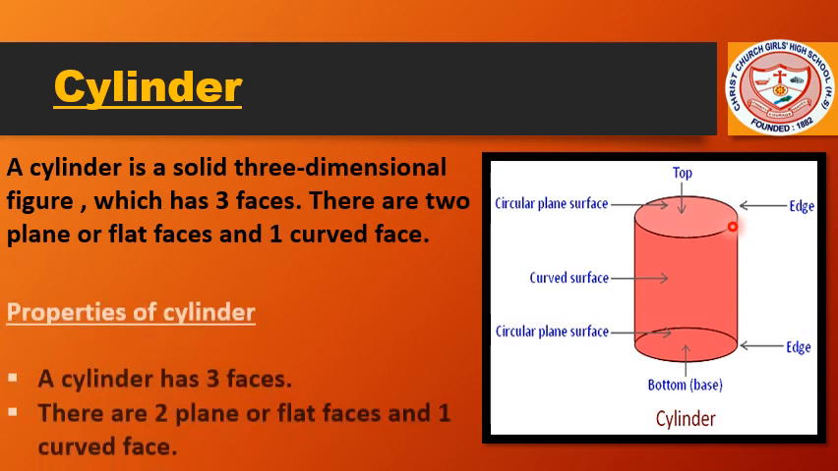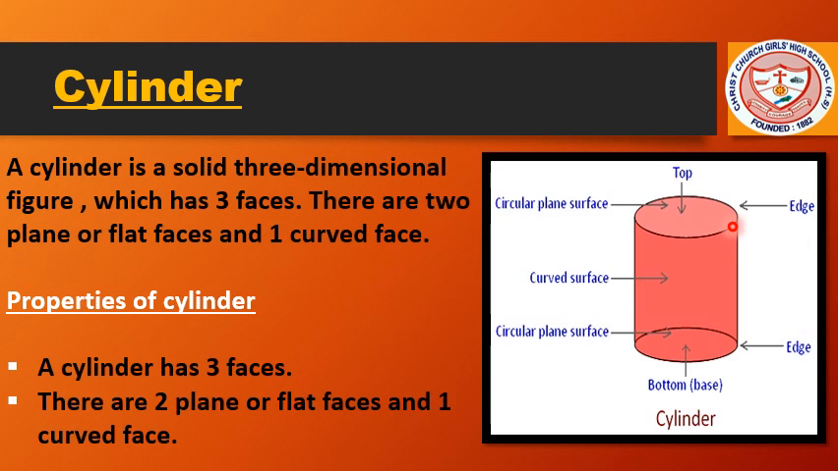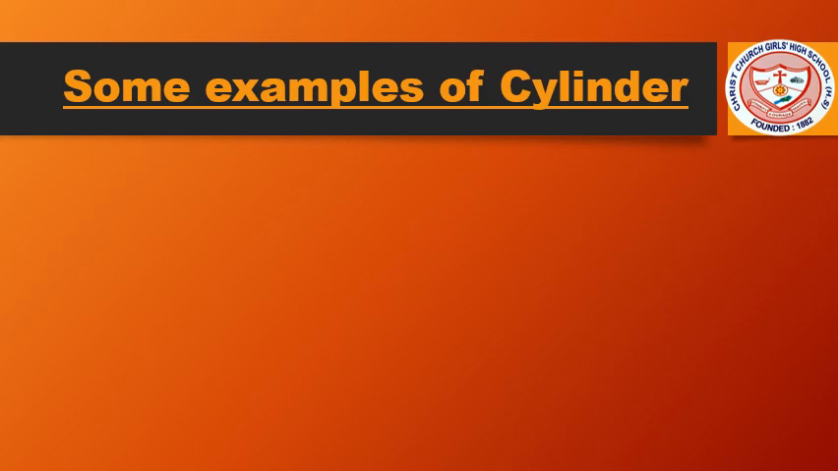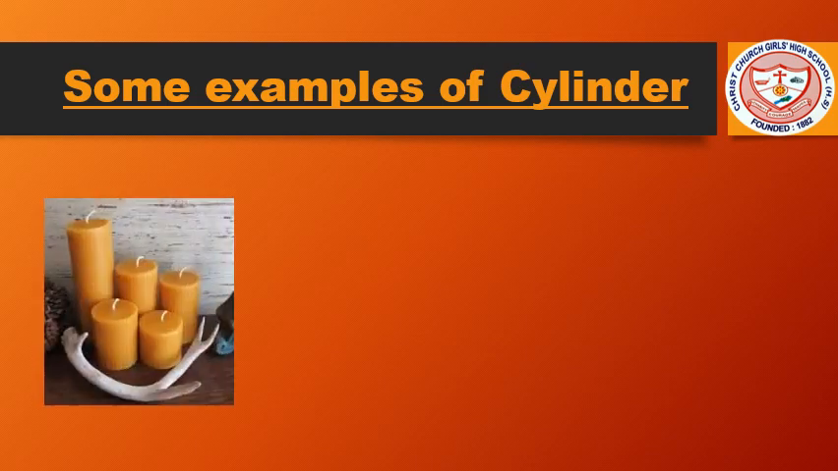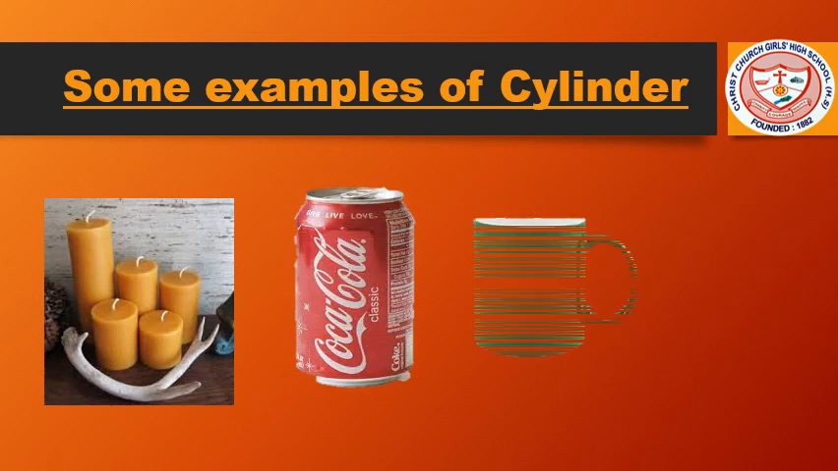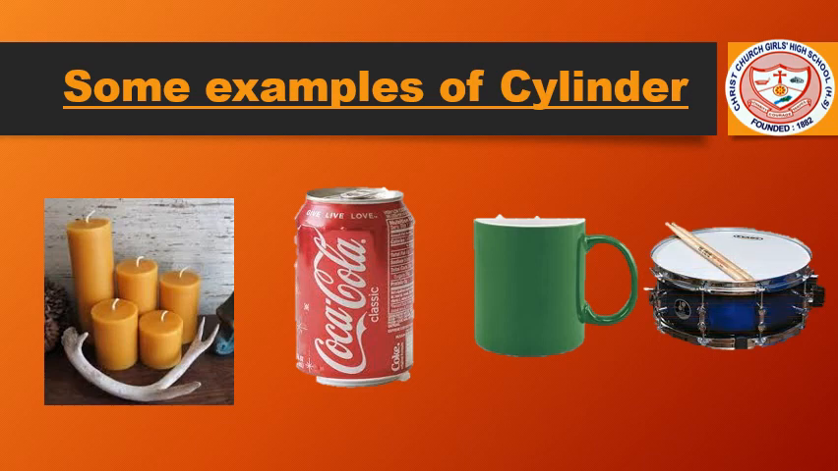Now let us see the properties of cylinder. A cylinder has three faces. There are two plane or flat faces and one curved face. Girls, please learn the definition of each and every shape very carefully, along with the properties of that particular shape, and do practice the diagrams at home. Okay? Now, let us see some examples of cylinder. Cylindrical candles, can, mug, drum, and many more.